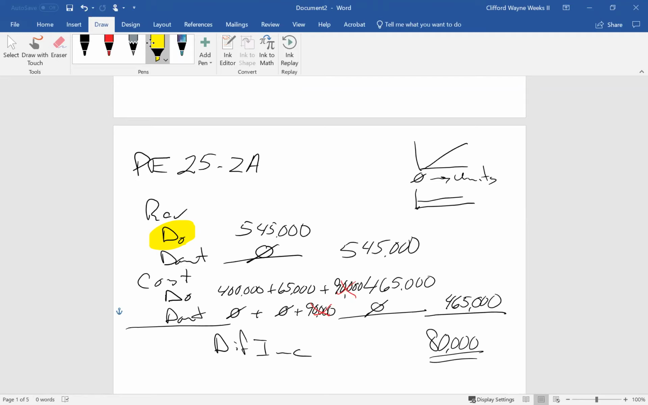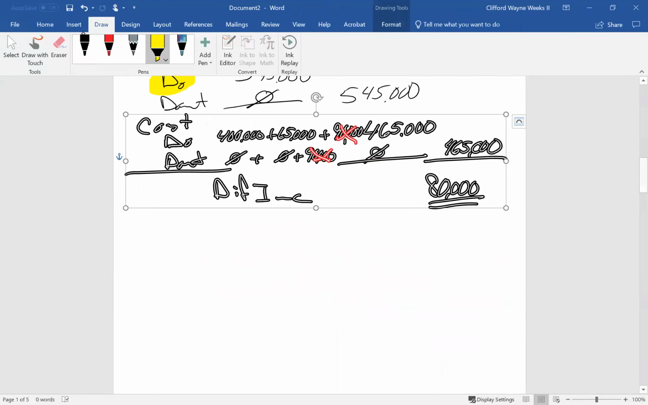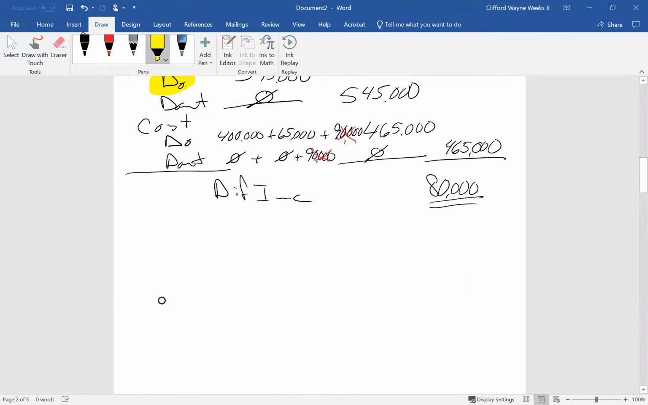And so I want you to know, when it comes to the discontinuing of operations, really this has everything to do with contribution margin. Do you remember, contribution margin is sales subtract variable costs. This gives you contribution margin.